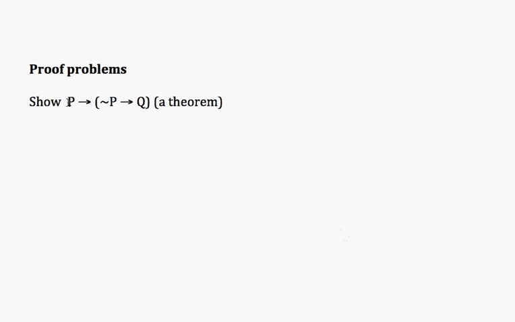This is a theorem. It doesn't have any premises. It says that if P is true, then not P arrow Q is true. Seems a little odd, but if you think about it, it should be right. Suppose P is true. Well then, the antecedent of this conditional would be false, and the conditional would be true. So this should be a theorem, even though it's not very intuitive, and the proof isn't hard. Let's take a look.